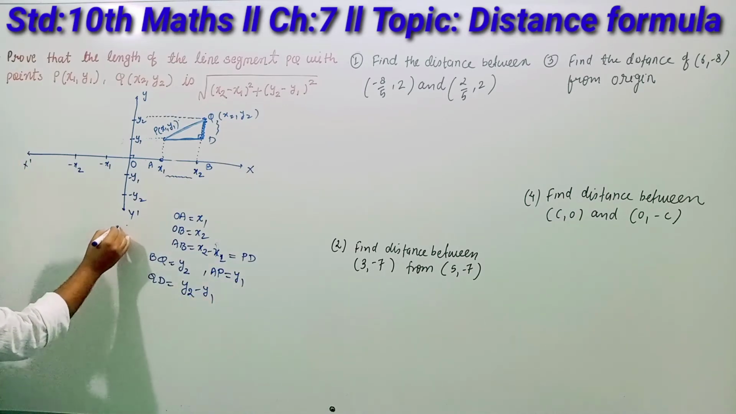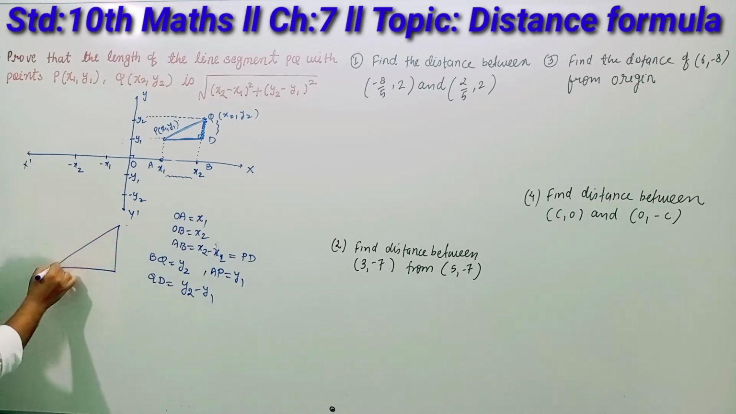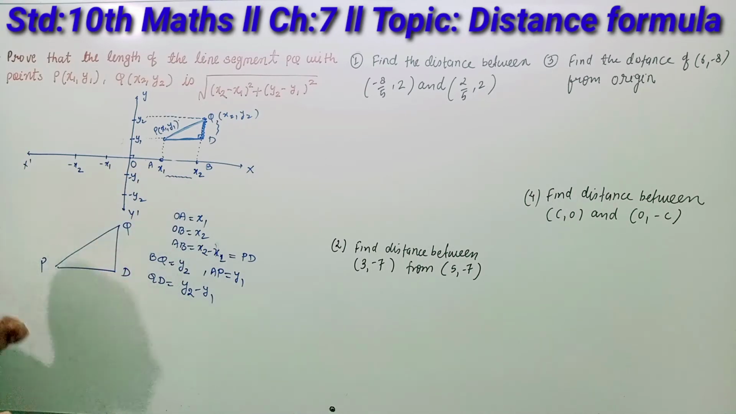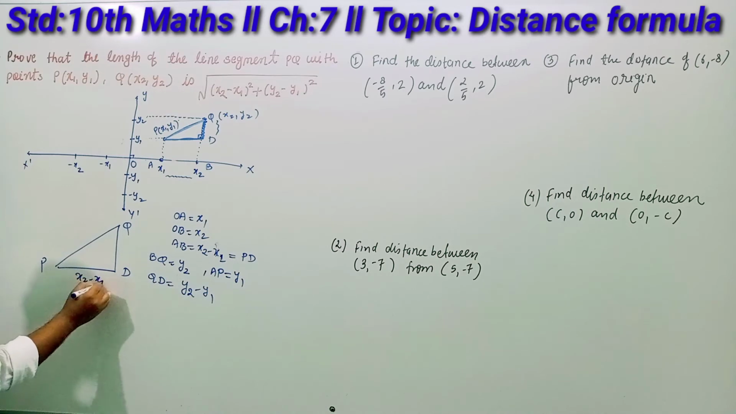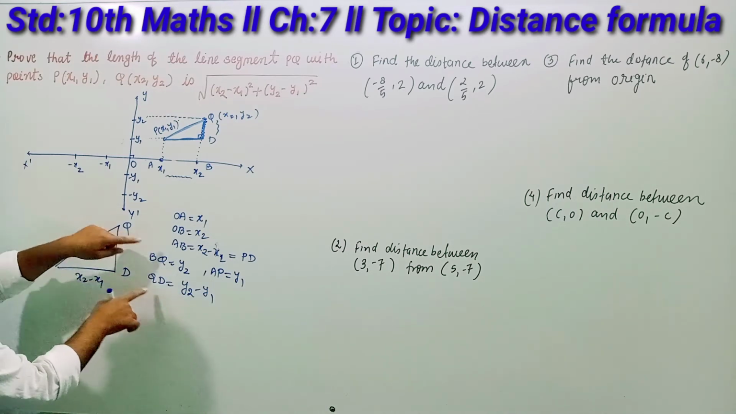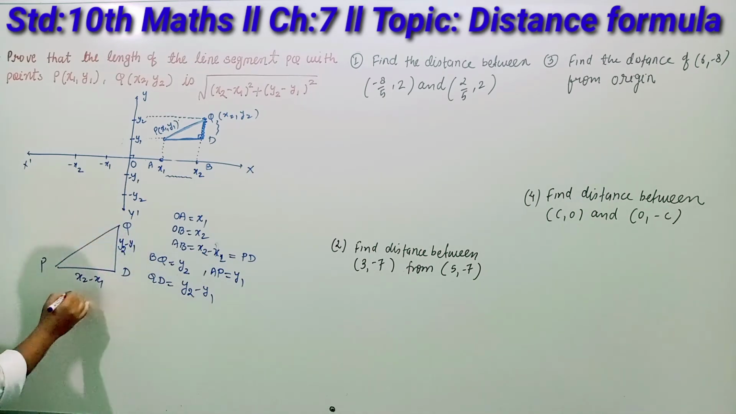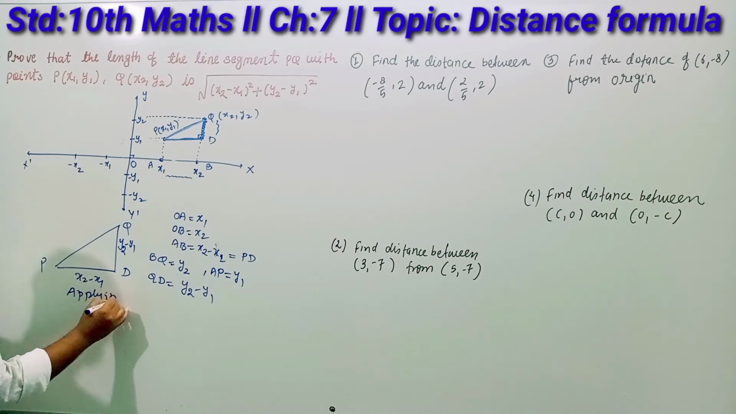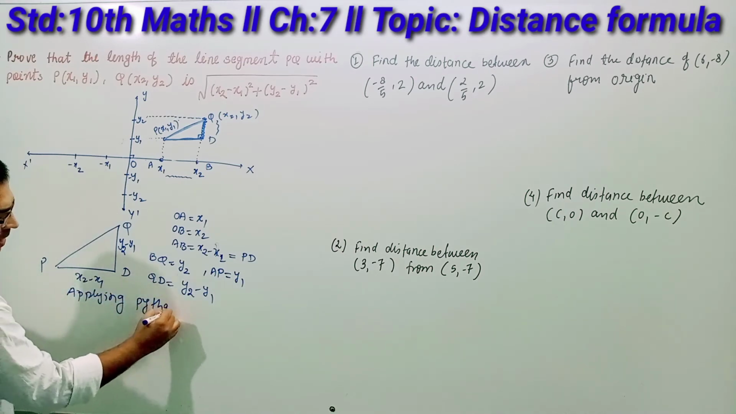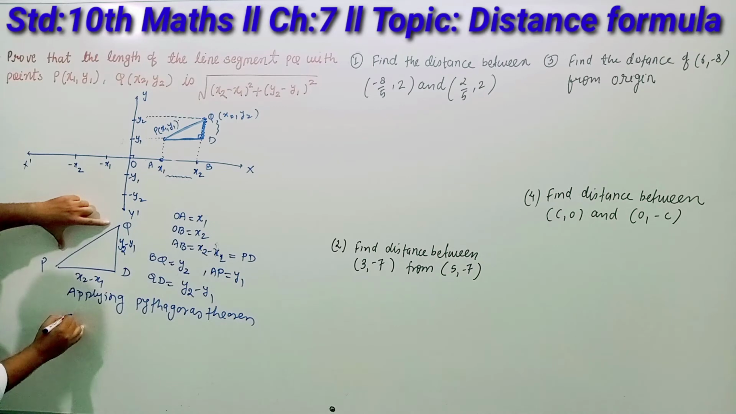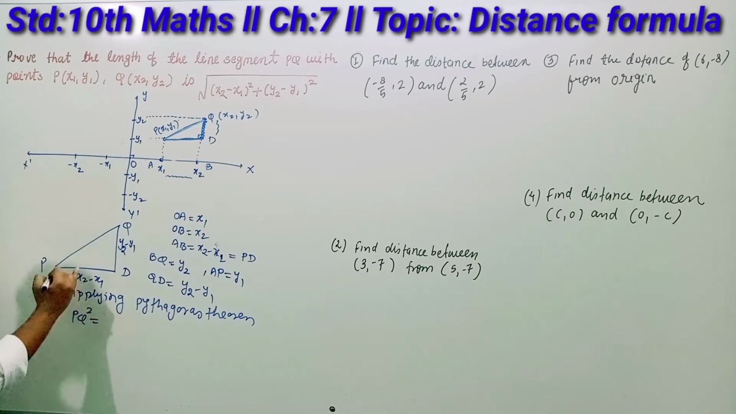So students, here you can see that we are getting the triangle P, Q and D, right? The distance PD is x2 minus x1, and the distance QD is y2 minus y1. So students, we can apply the Pythagoras theorem. Applying the Pythagoras theorem, PQ square is equal to what?